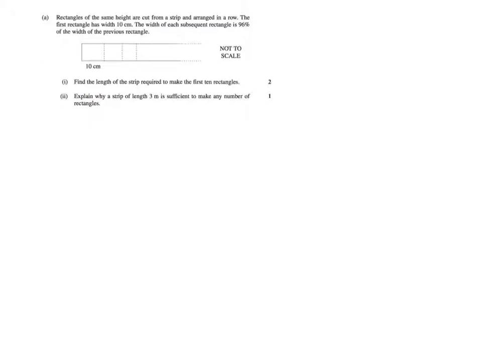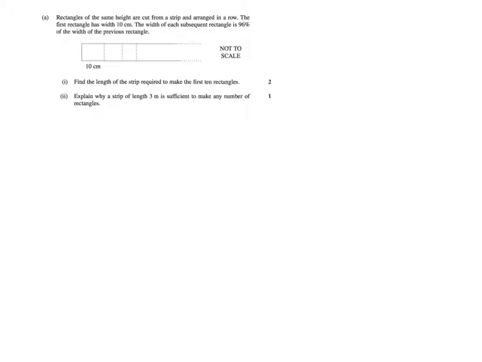So rectangles of the same height are cut from a strip and arranged in a row. The first rectangle has a width of 10 centimetres. The width of each subsequent rectangle is 96% of the previous rectangle. So as we can see here, it'll be 10 centimetres, the next one will be 9.6, and then the following one will be 96% of 9.6. So it's going to keep getting smaller and smaller. Find the length of the strip required to make the first 10 rectangles.